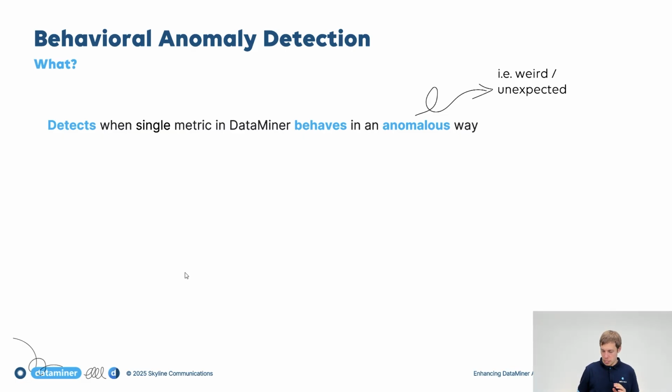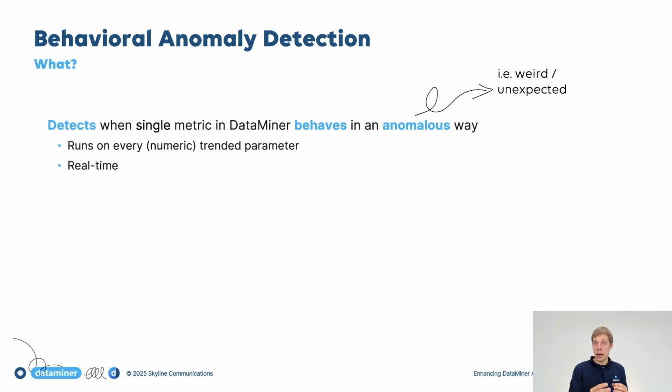So let me go back to my slides. Behavioral anomaly detection runs out of the box on all your trended numeric parameters, and it monitors those, and as soon as it detects something, you will be notified about it, both in the trend graph and in the alarm console. And it runs in real time.